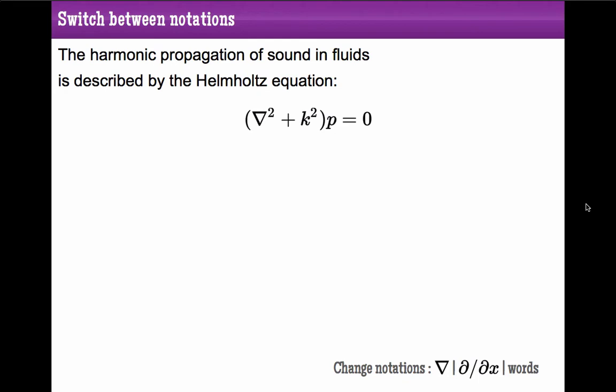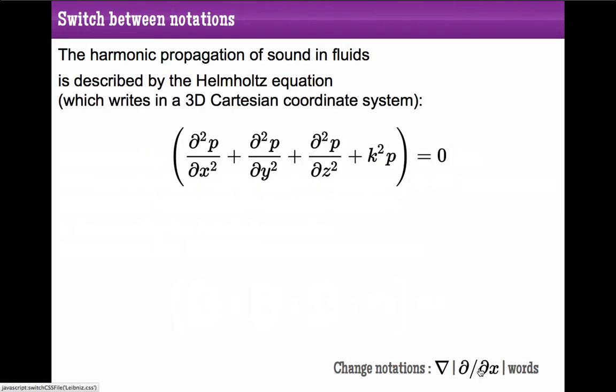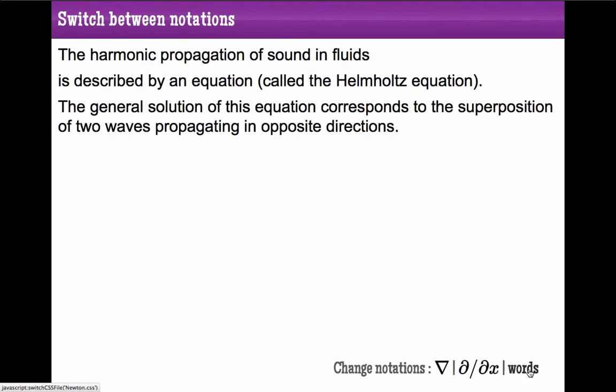Where I just say that the harmonic propagation of sound in fluids is described by the Helmholtz equation, and here we have the Helmholtz equation using the Nabla notation. But I can switch, if I prefer, to the Leibniz notation, so the equation changes to the Leibniz notation, and I just add some text to say that this is the equation using Leibniz notation, but for a 3D Cartesian coordinate system.